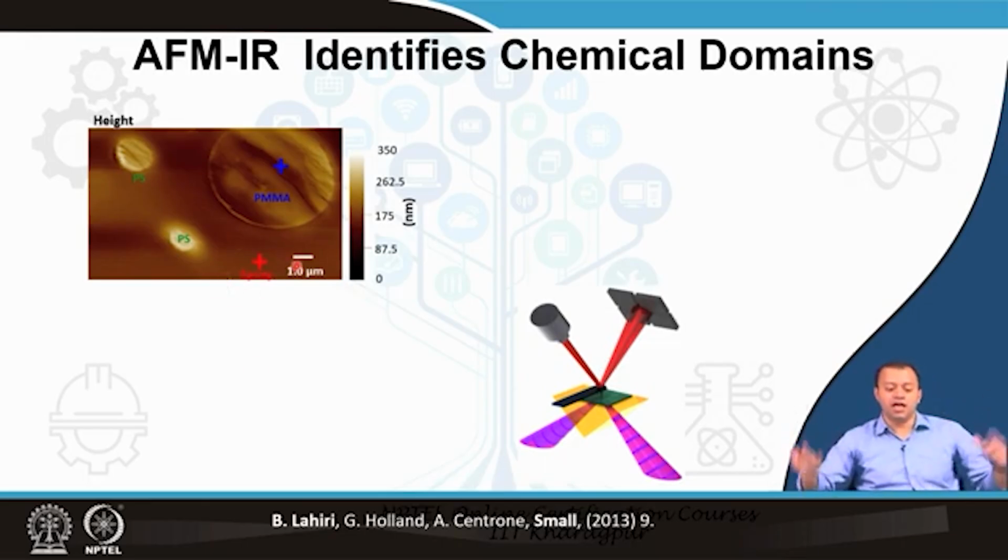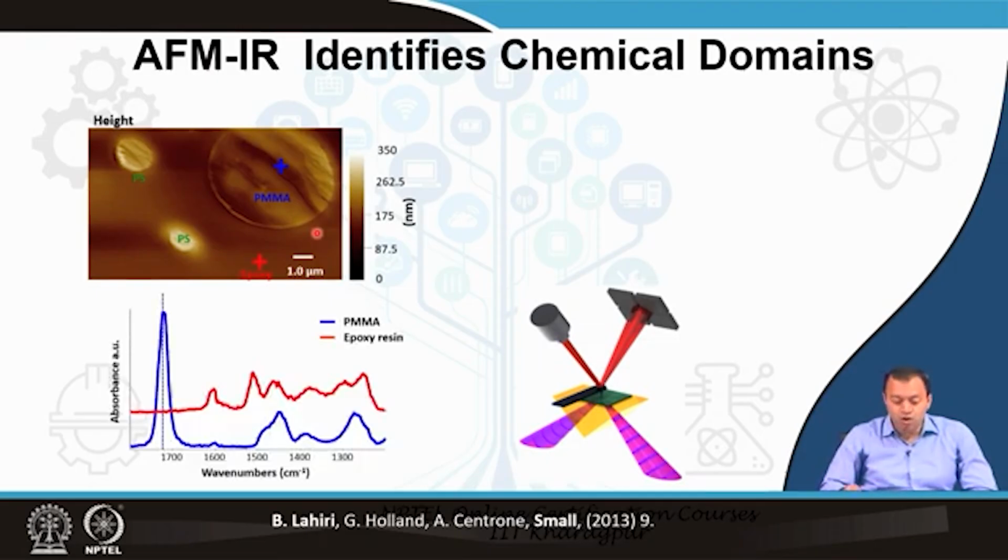If you do an FTIR, you will get a combination of all 3 signals, and you will know that PMMA is present, but where it is present you will not know. Now, PMMA absorbs a specific frequency, 1725 centimeter inverse, 1735. Epoxy resin does not. So, if the pulse frequency is fixed at 1725, only PMMA will absorb, polystyrene or epoxy will not absorb.